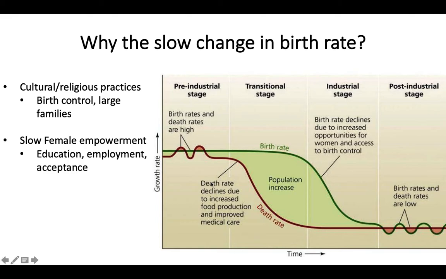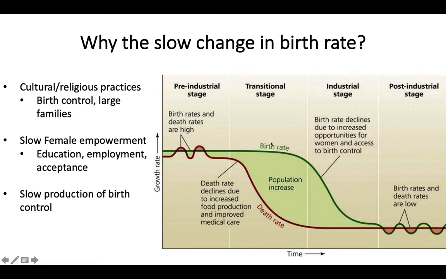And female empowerment may be slow to take root within the culture at this phase. Whether it's access to education for women, allowing women to focus on their careers and get employed, or acceptance of women as equal to men, in some cultures this may take longer than in other cultures. And so it might take a little bit longer for the female empowerment movement to take root.